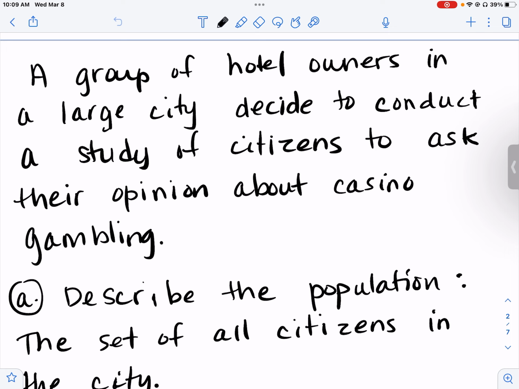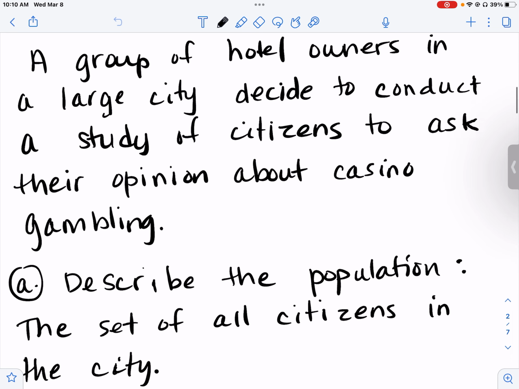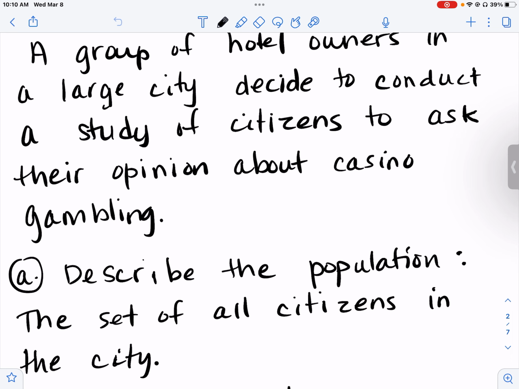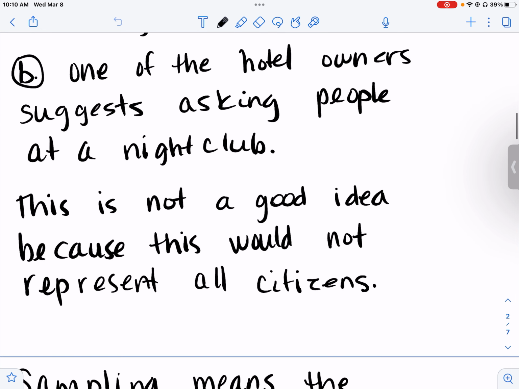An example: a group of hotel owners in a large city decide to conduct a study of citizens to ask their opinion about casino gambling. Describe the population: the set of all citizens in the city. One of the hotel owners suggests asking people at a nightclub. This is not a good idea because this would not represent all citizens.